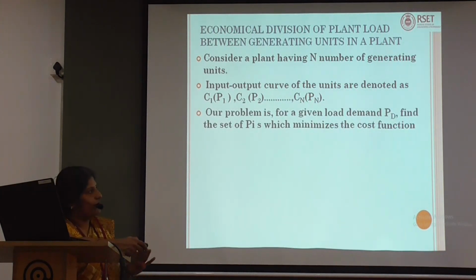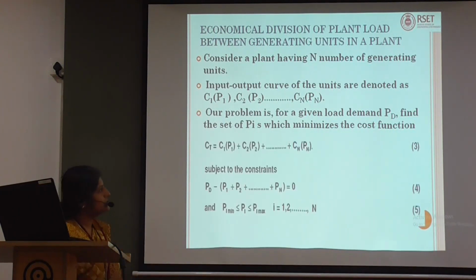So what is our problem? We have to distribute a load demand among a set of units, and our intention is to minimize the cost. So what will be the total cost? Total cost is nothing but the sum of the costs of the individual units. It is C1 of P1 plus C2 of P2 till Cn of Pn. That total cost is Ct.